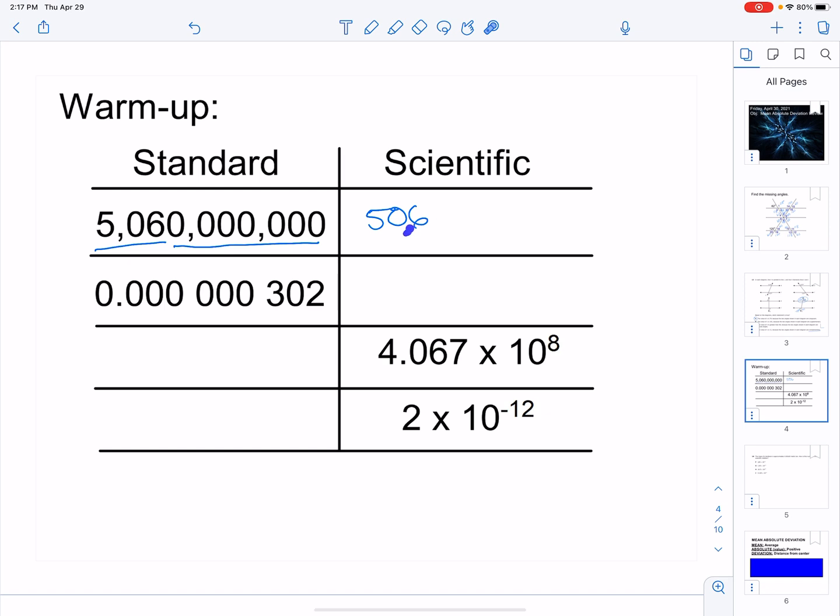Could my decimal go here? No. Could my decimal go here? Yes. Could my decimal go here? No. The only place the decimal can go is right there. So you write it as 5.06 and then times 10.